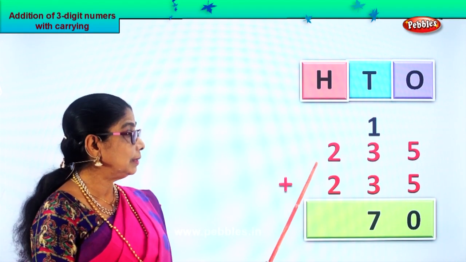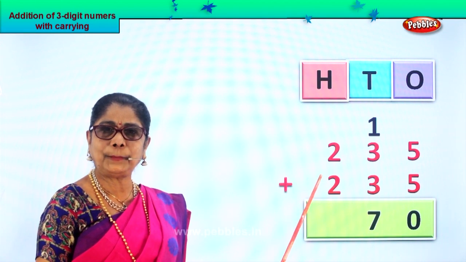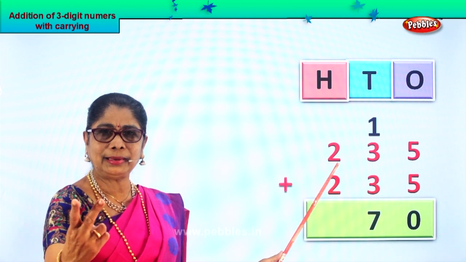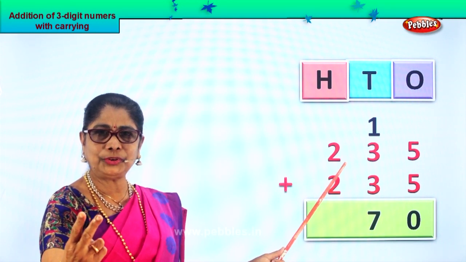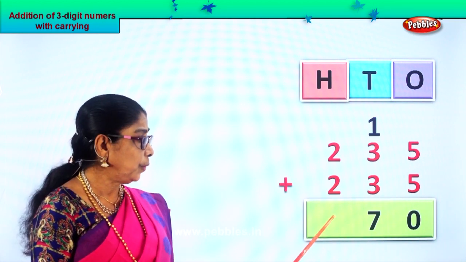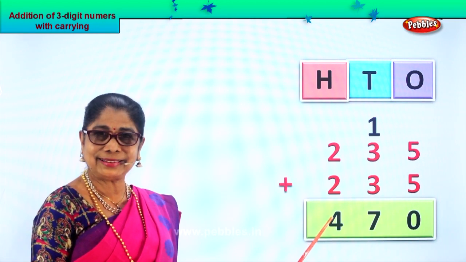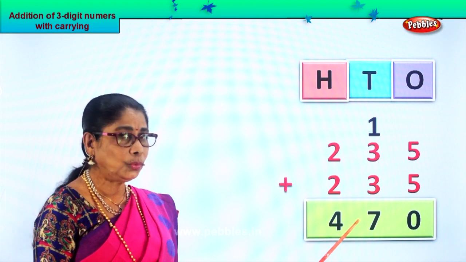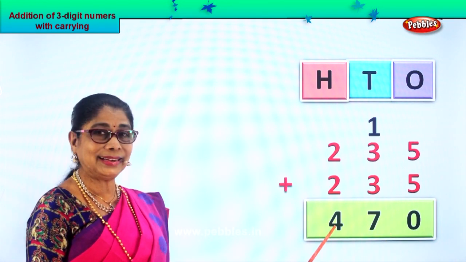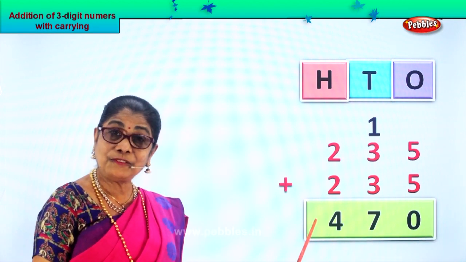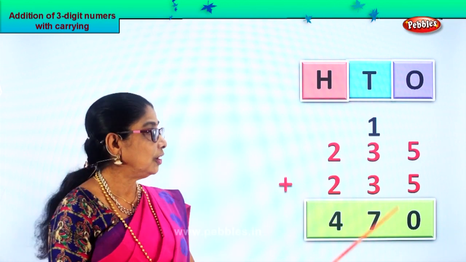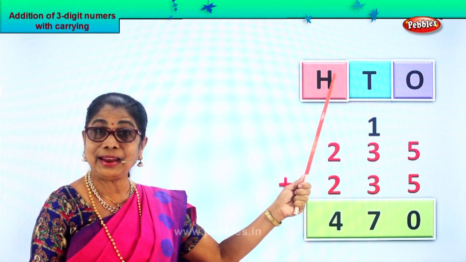Let's go to the 100s. 200 plus 200. 2 plus 2. 2 in the mind, 2 on your fingers. After 2: 3, 4. 2 plus 2 we make 4. So we get 400s here. Your answer is 4, 7, 0. Read it aloud. 400, 70. 470 is your answer. Addition of three-digit numbers with carryover.